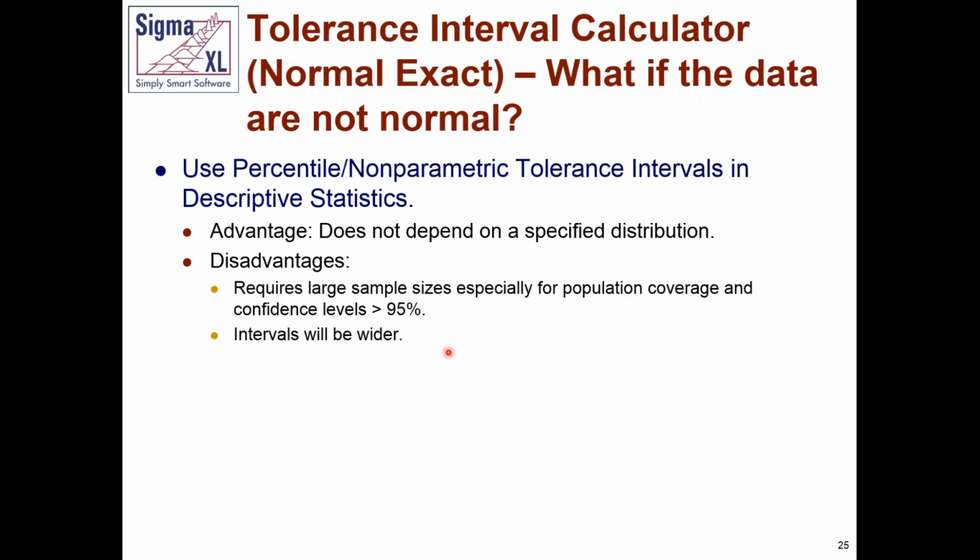Now, you can always use the percentile tolerance intervals, as we discussed earlier. However, as we also saw, for smaller sample sizes, it may not be possible to compute the tolerance interval. And the intervals tend to be wider. So it does have the advantage that it doesn't depend on any specified distribution. It's non-parametric, but you do have to have reasonably large sample sizes to get a good measure of a tolerance interval based on the percentile tolerance intervals.